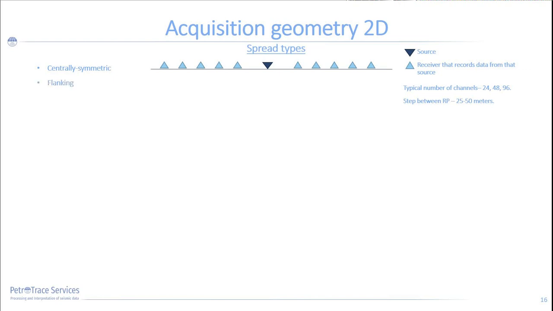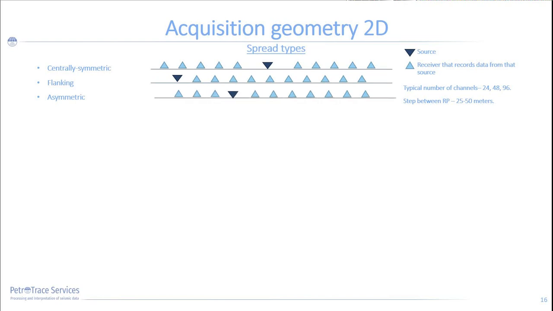The flank spread is different in that all receivers are located on one side of the source. Therefore, it's possible to discover deeper horizons. In addition, the spread can be asymmetrical, when the number of receivers on different sides is not the same. Here we have only one spread shown. When shooting, this spread shifts along with the source.